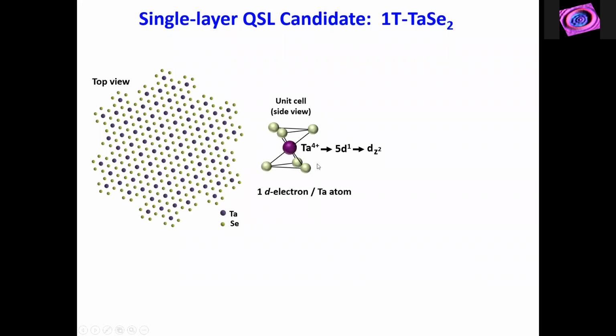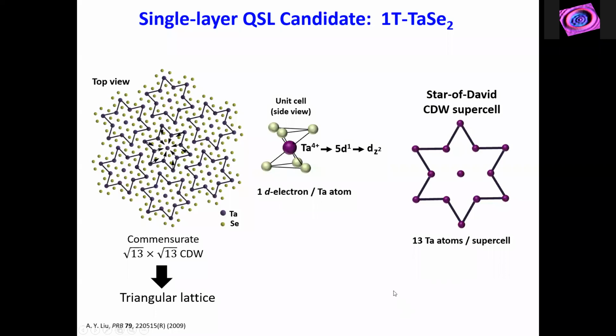This tantalum atom has just one d electron. So it's really nice and simple, just one d electron per tantalum atom. There is a nuance here, which is that this material has a charge density wave, a Star of David charge density wave. This is driven by electron-phonon interactions. You can actually derive this CDW using density functional theory. And the CDW is what determines the lattice symmetry of this two-dimensional material.